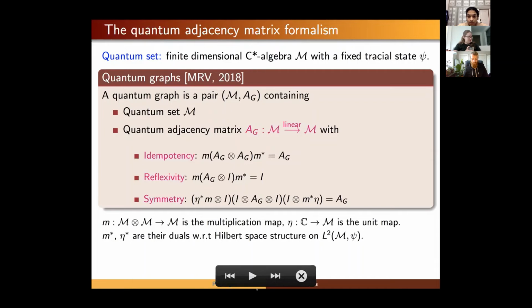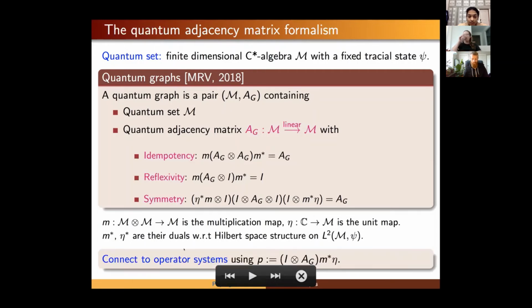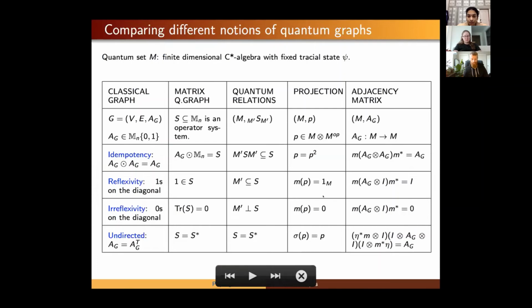So this is another way of looking at quantum graphs. And again, it can be connected to operator systems by defining a projection map. Okay, so in summary, a quantum graph can be expressed in different ways. It can be viewed as an operator system, as a quantum relation, or in terms of a projection, or using a quantum adjacency matrix. And in each case, you have some bimodule property or an idempotency condition, reflexivity, and undirectedness of the graph expressed in different ways. So that is an overview of quantum graphs and the different perspectives on quantum graphs.